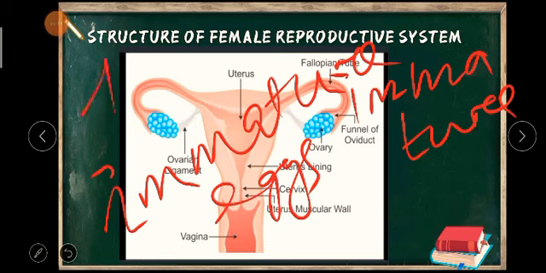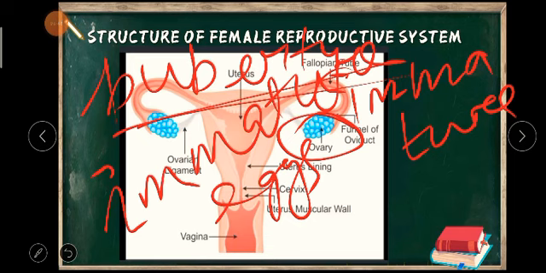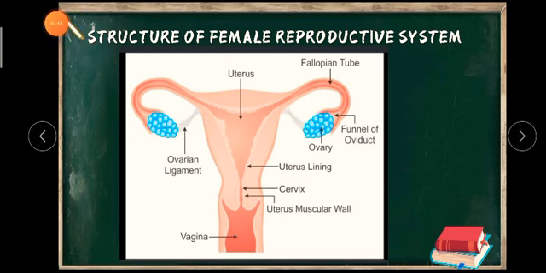As soon as the girl reaches puberty, or she starts experiencing the menstrual cycle, at that time the ovum or the egg starts becoming mature. Is it clear? Once the girl attains puberty, or once she is able to menstruate, the ovum which is present inside this ovary will start maturing, and after maturation they will start being released.